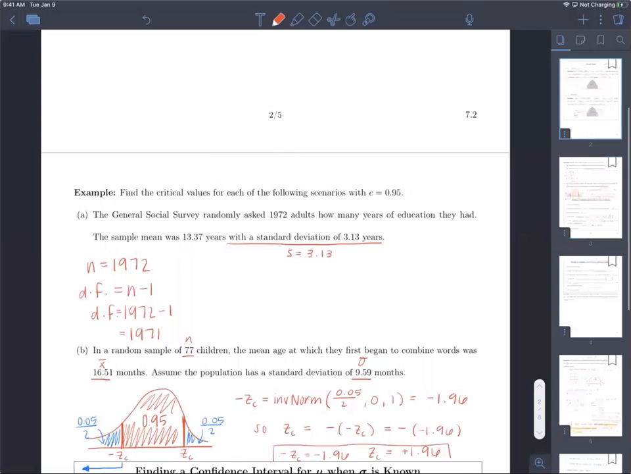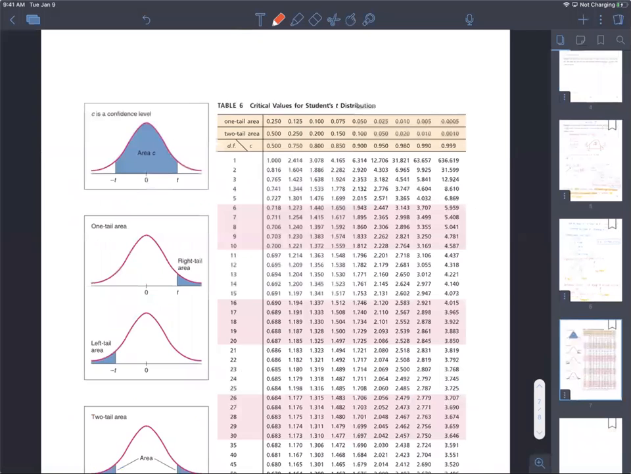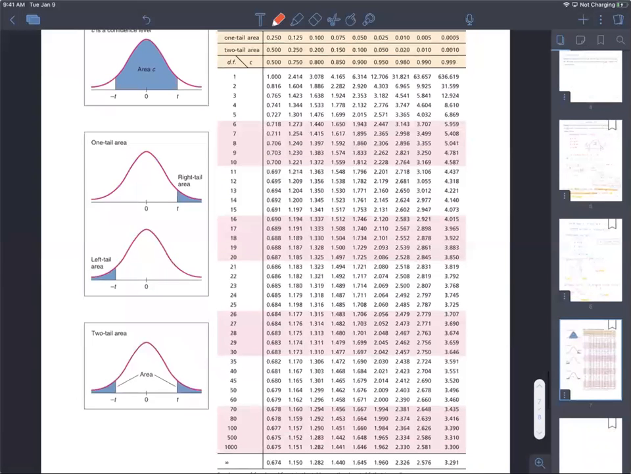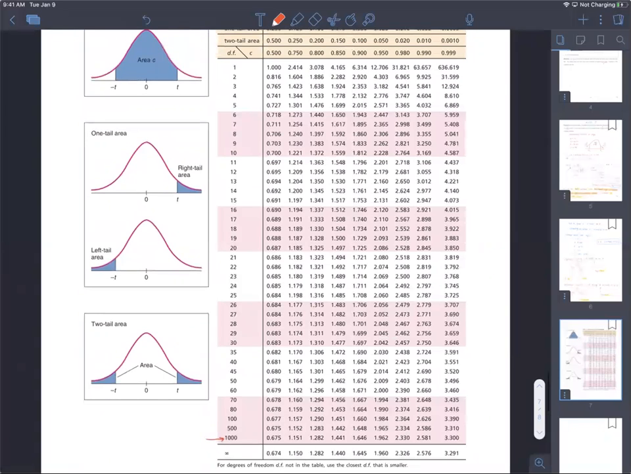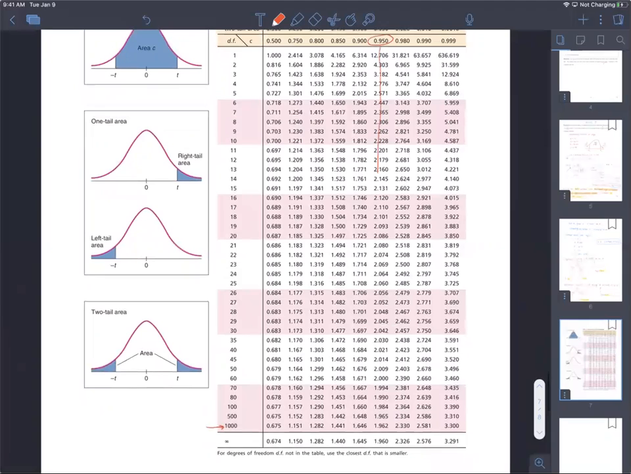And so when you scroll down to that table, you're going to go to that degrees of freedom, but it's not there. So you're just going to go to the next lowest one, which is going to be 1,000. And again, you guys aren't going to need this part of it. So you're going to use 1,000, and then you're going to find the confidence level that you were given, which in this case is 0.95. So right here. And so I'm going to go down until I get to my degrees of freedom. And so my critical value would be 1.962.